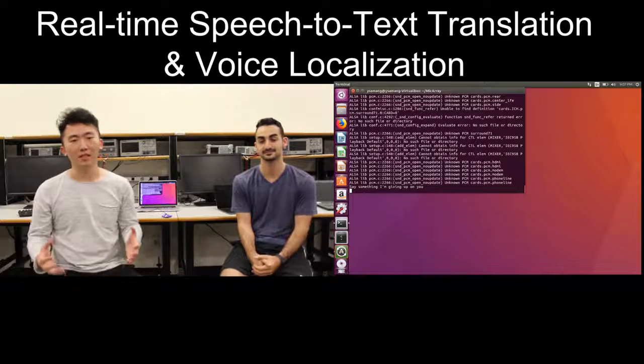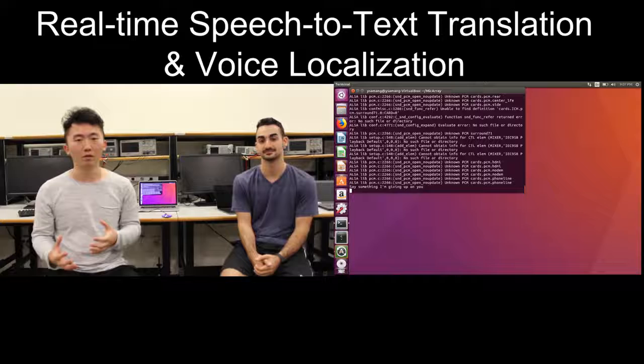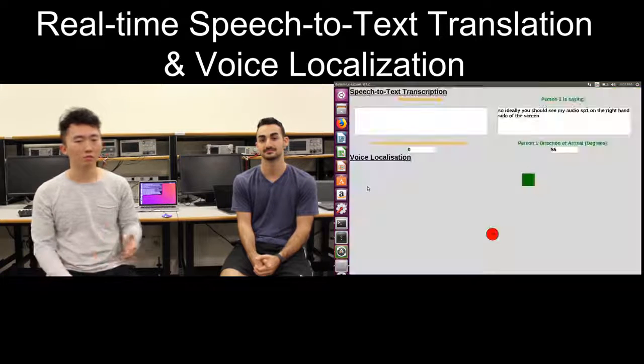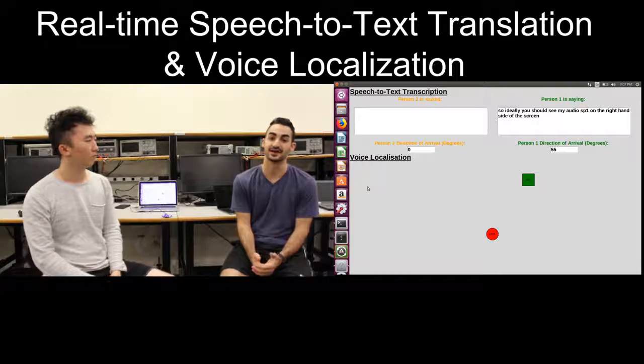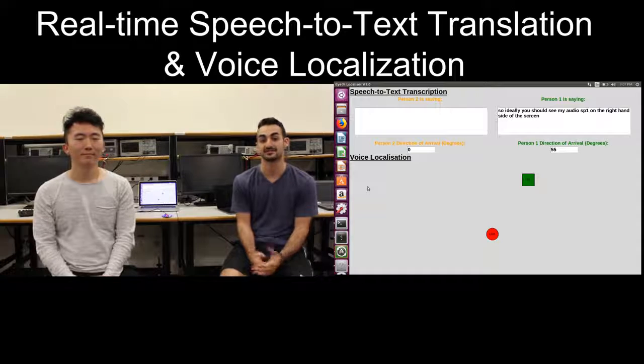So what we'll be demonstrating in a short while would be two people talking around the device, and you'll be able to see what we're exactly saying and where we are located. So ideally, you should see my audio as P1 on the right-hand side of the screen. And you should see my audio as P2 on the left-hand side of the screen.